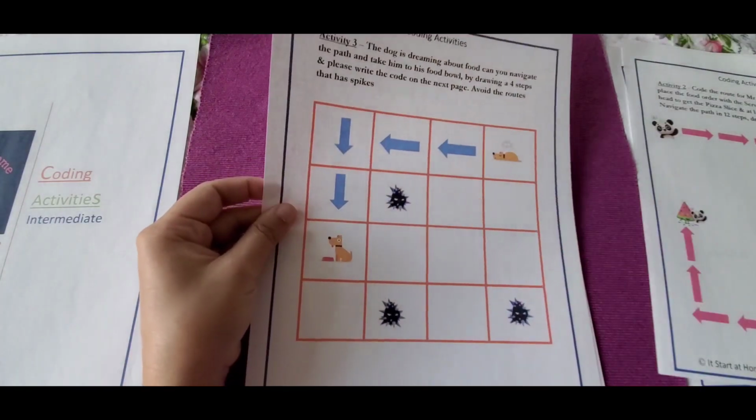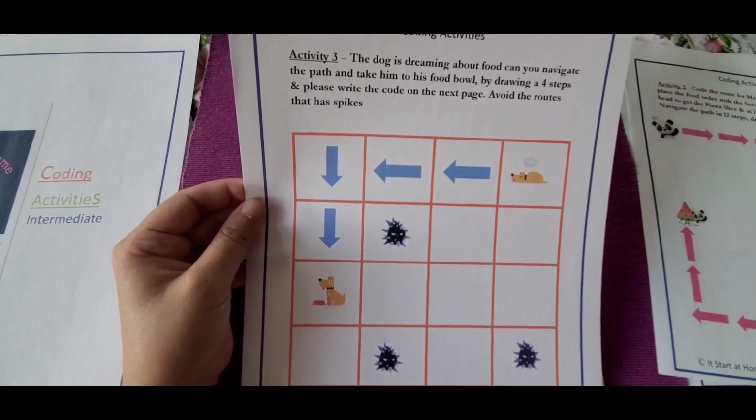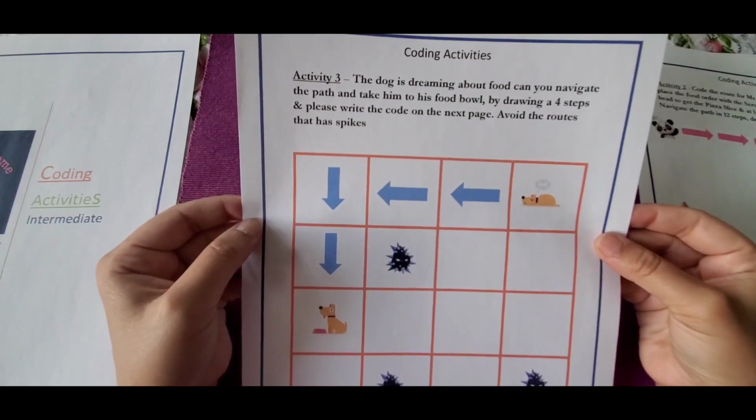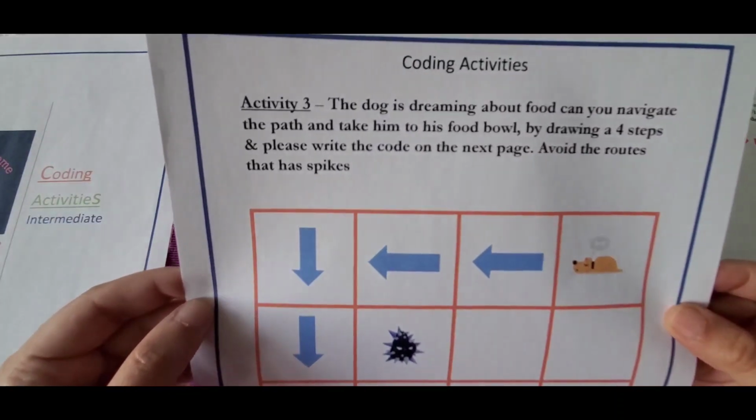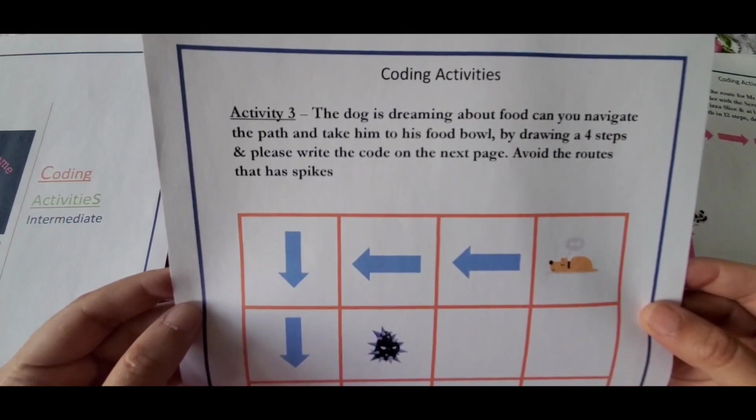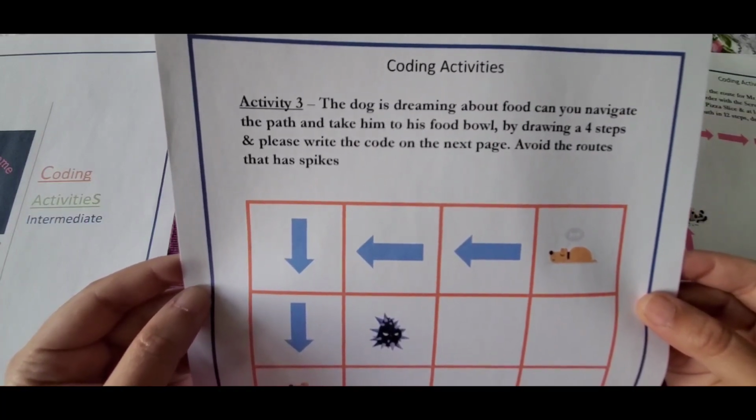So the first one was beginner, the second one was intermediate because there were more steps and more stoppages, and now we have all of them on a grid basis. So the coding activity 3: the dog is dreaming about food. Can you navigate the path and take him to his food bowl by drawing 4 steps? Please write the code on the next page. Avoid the route that has spikes.